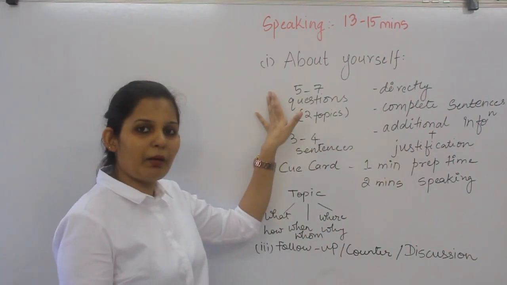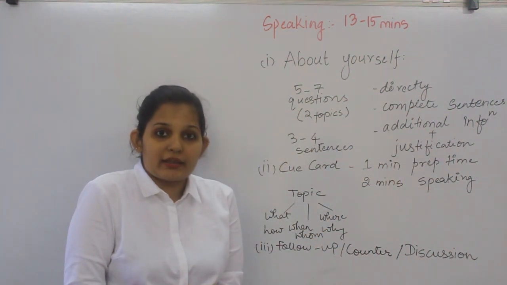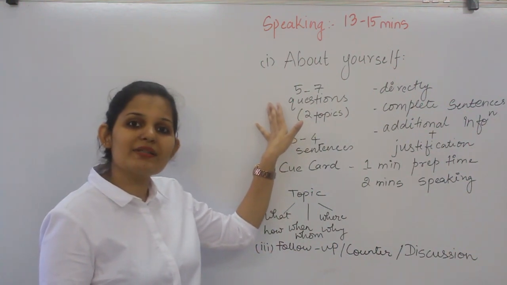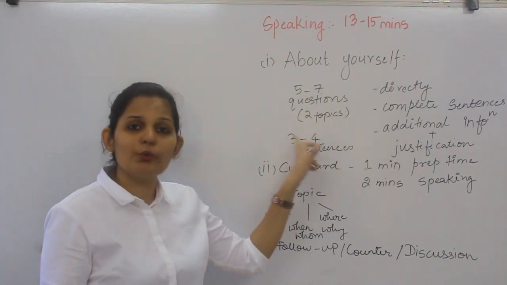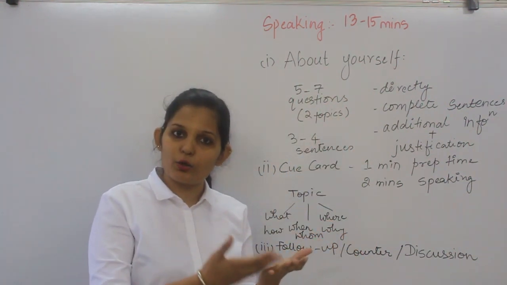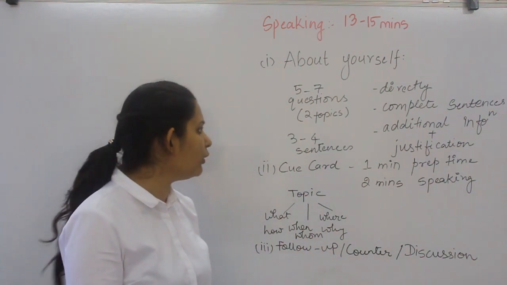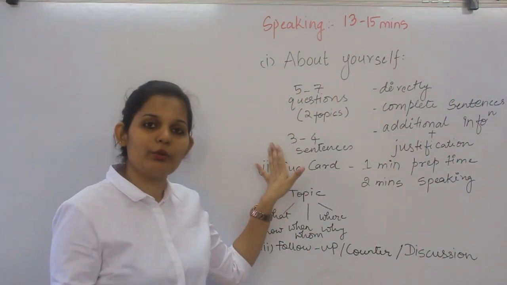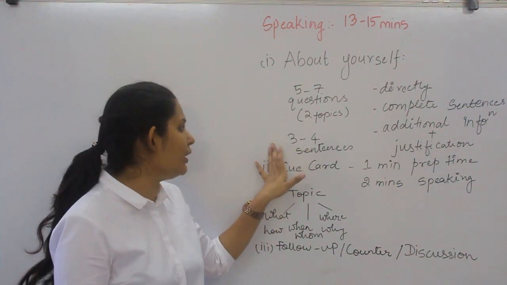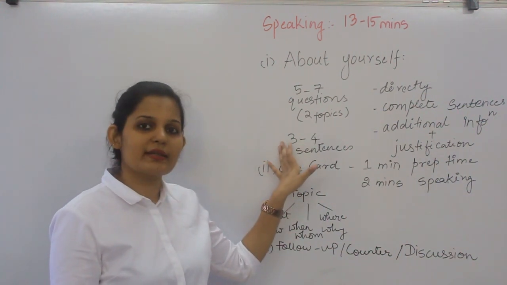In the first part, you can expect 5 to 7 questions, including 2 broader topics such as hometown, family, friends, work or education that I told you before. And in order to get higher bands, you need to answer them in 3 to 4 sentences.